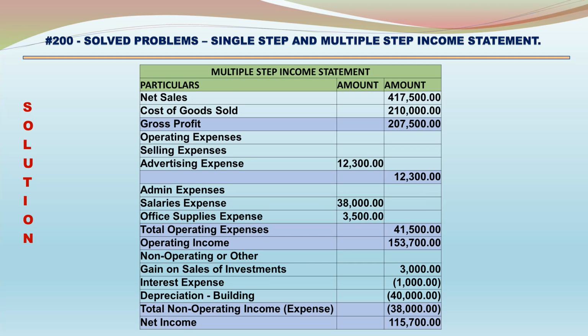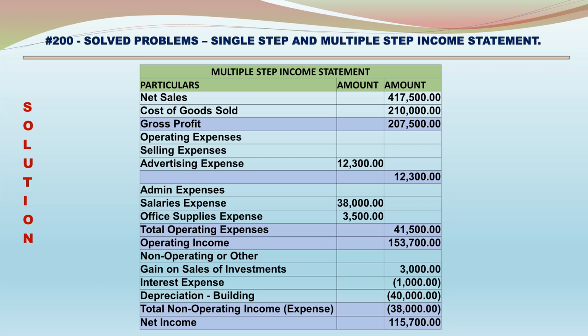Multiple step income statement. Particulars, amount. Net sales 417,500. Cost of goods sold 210,000. Gross profit 207,500. Operating expenses. Selling expenses.